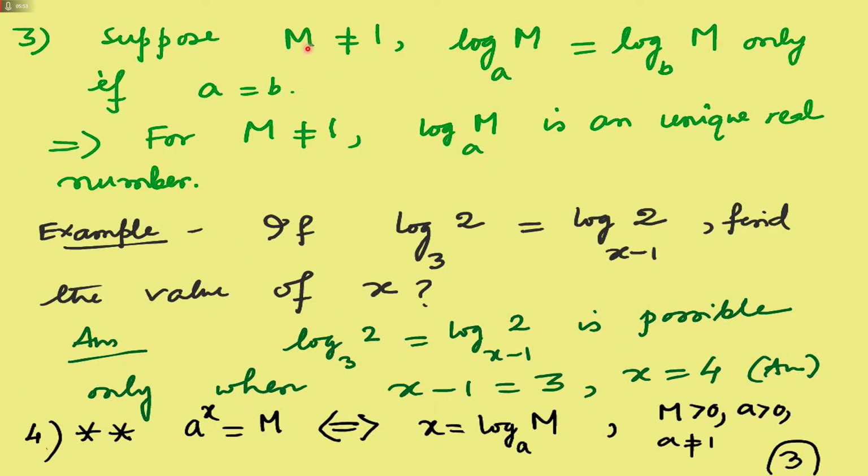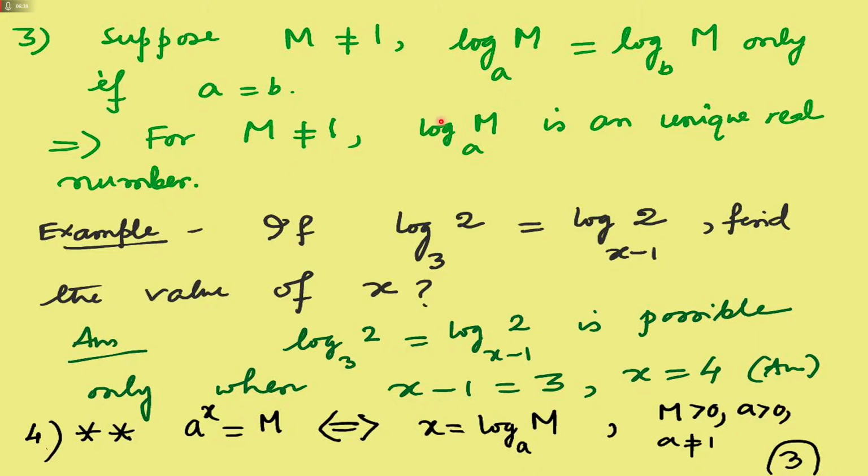Suppose m is not equal to 1, then if you find log m base a is equal to log m base b, this only happens if a is equal to b. That means for m positive and also not equal to 1, this log m base a is a unique real number. That means it cannot be equal to any other value. So this log m base a is a unique real number.